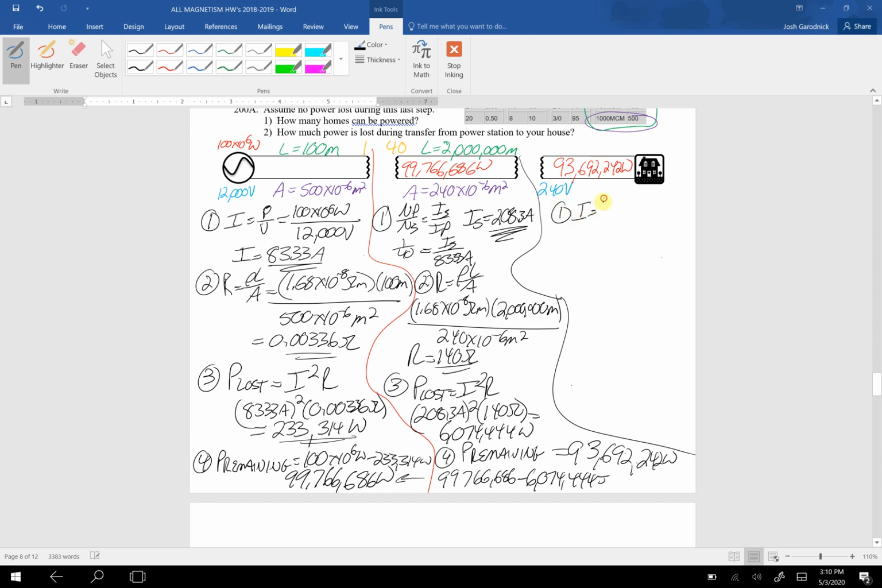So again, we're going to be doing I equals P over V. The reason I know to use this, again, is I know the power in red and the voltage in blue here. So that is simply going to be 93,692,242 watts divided by 240 volts, giving us a current of about 84 amps. We need to ship this current 200 amps per home. So you do the math, divide by 200 amps per home, and we find out that you can power approximately 1,951.9 homes.